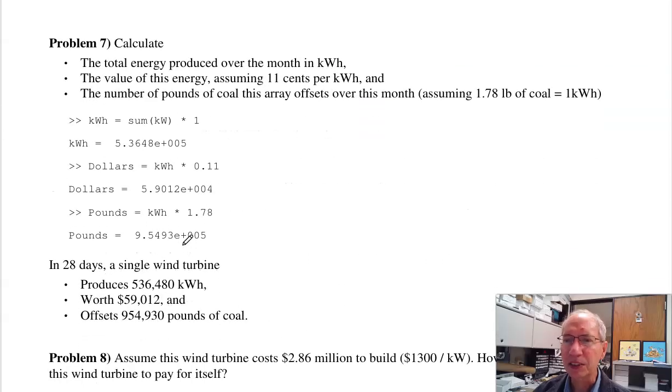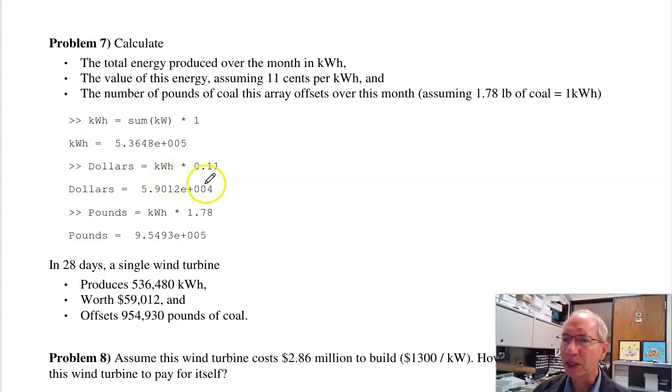Let's do some analysis. The total energy I would produce over those 28 days is add it all up. That's the command sum in Matlab. I would produce 536,000 kilowatt hours over those 28 days. At 11 cents a kilowatt hour, that's worth $59,000.